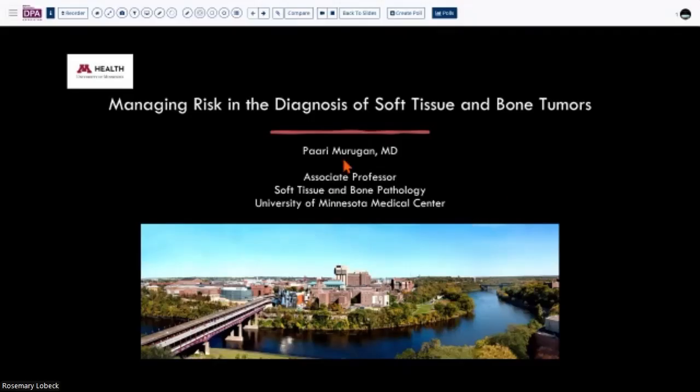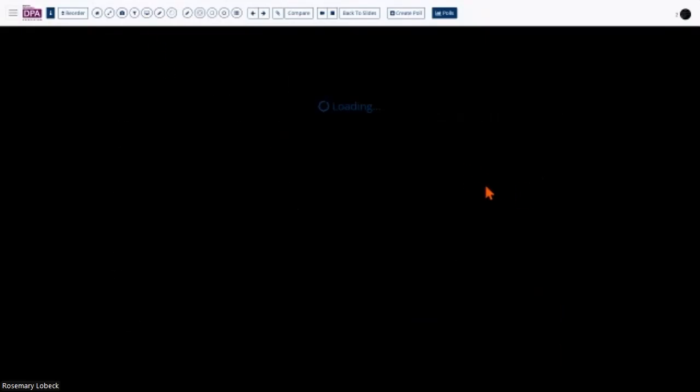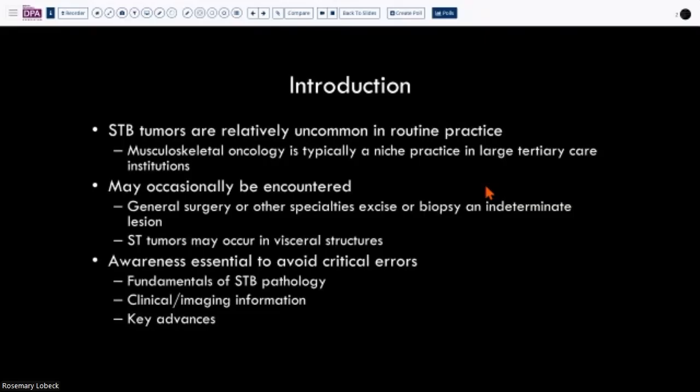Okay, so today let's talk about how we're going to manage risk in soft tissue bone tumors. I'll be sharing a few examples with you. Soft tissue bone tumors, as most of you know, are a niche specialty in large hospitals that have expert musculoskeletal oncologists. However, if you're in a general practice, you might still occasionally encounter them because general surgeons do take out superficial soft tissue tumors, especially something like a lipoma.